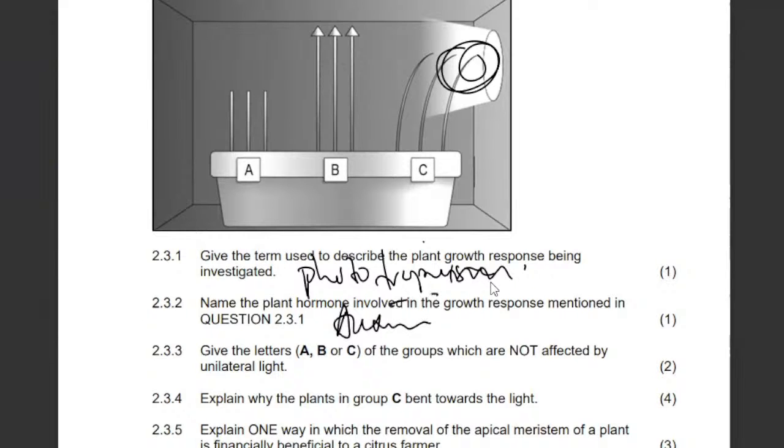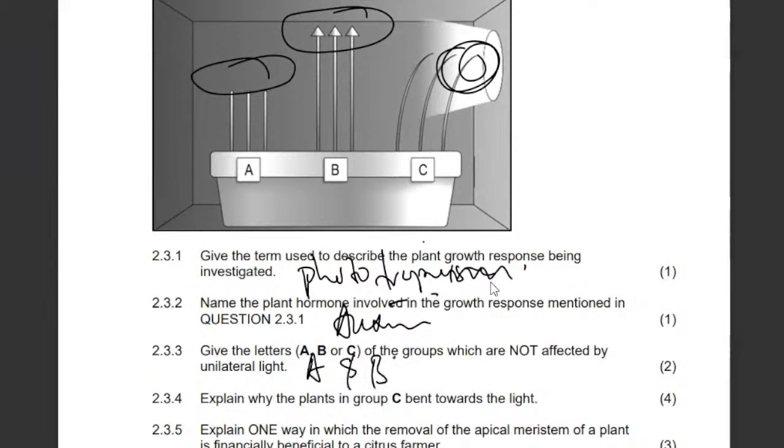Then you give the letters A, B, or C of the groups which are not affected by unilateral light. Which letters are not affected by unilateral light? So in this case, you're going to look at B because of the covered meristem, and then A because the tip was removed. So this is A and B.